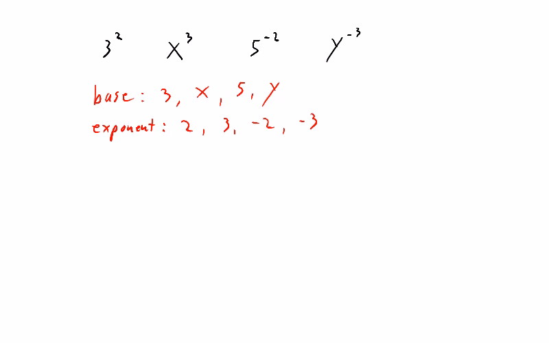Now the big principle that we've been talking about is that the exponent is the number of factors of the base. And the trick is, if it's a positive value, you are multiplying by that number of factors. And if it's a negative value, you divide by that number of factors.